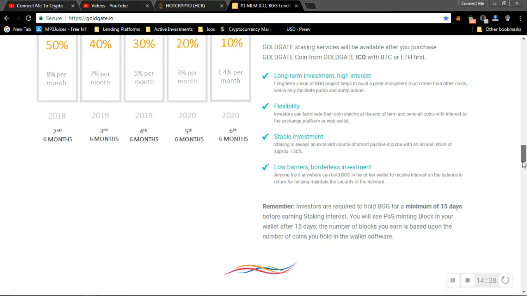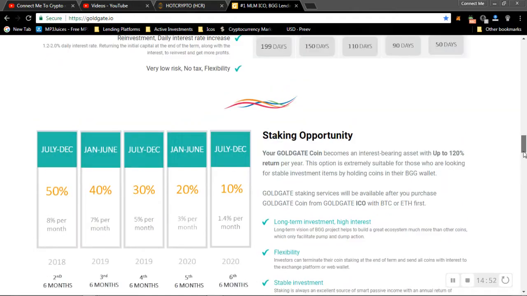So remember, investors are required to hold BGG for a minimum of 15 days before earning stake and interest. You will see POS minting block in your wallet after 15 days. The number of blocks you earn is based upon the number of coins you hold in the wallet software.